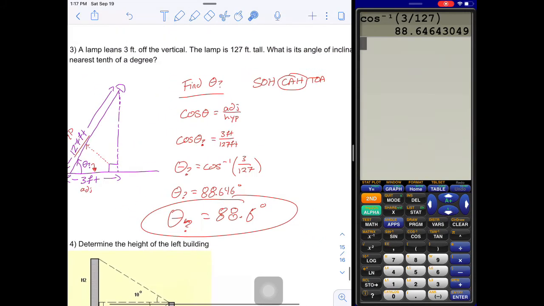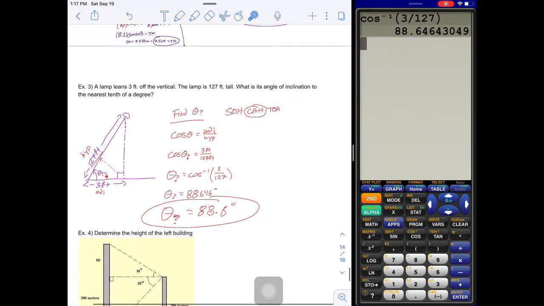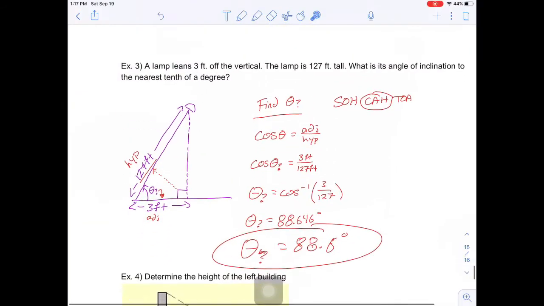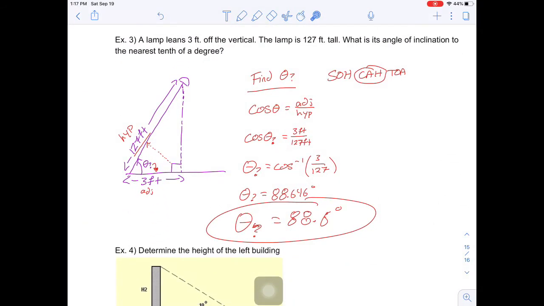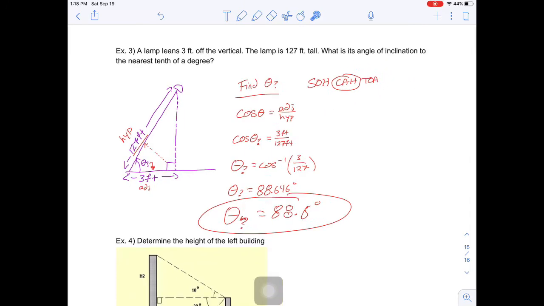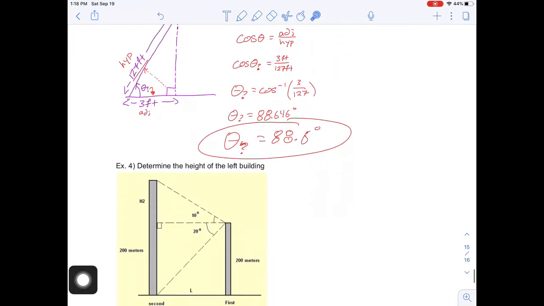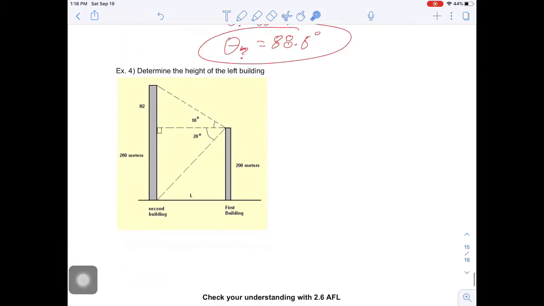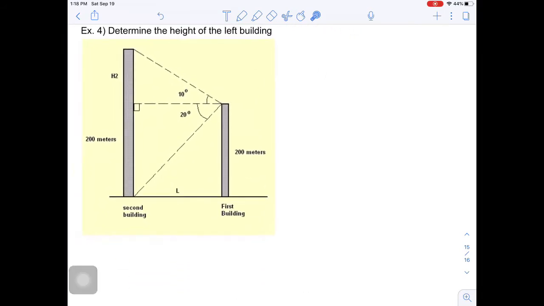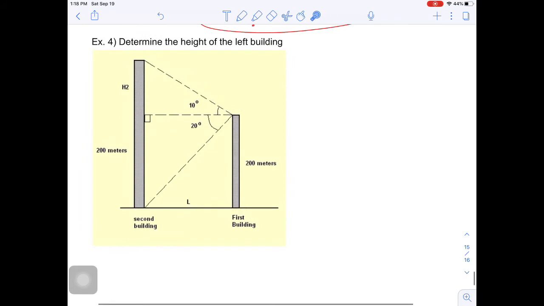Okay, so with trig problems, you really have to think about what am I trying to find and what can I relate? Okay, how do these things relate to each other? And that's how I determined to use cos. Okay. Right on. Let's do one more question here. So example 4, determine the height of the left building. Okay, so this is our question mark here.